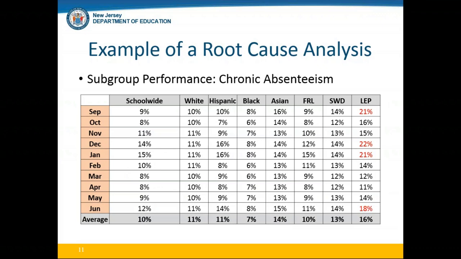This chart digs down to subgroup performance in chronic absenteeism, with the column heading displaying all of the subgroups and the row heading displaying the months, with the average for the year at the bottom of each column. By digging down to the subgroup level, we find, as indicated by the highlighted red text, that the spikes in chronic absenteeism in the highest months, September, December, January, and June, are largely the result of dramatic increases in chronic absenteeism amongst English learners. Now we have concrete data on which we can take action.